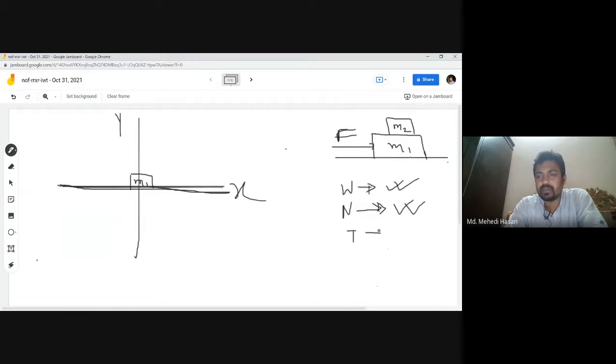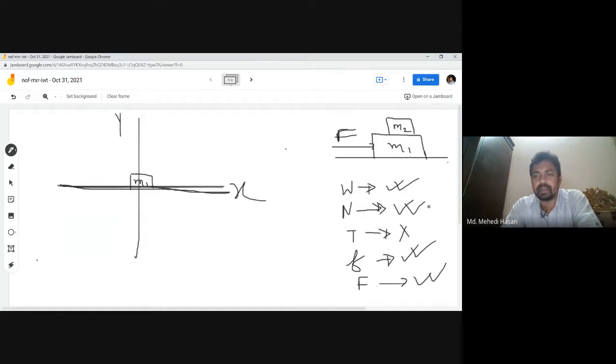Then tension. Since there is no string involved on M1 or M2, tension is not involved in the case of M1. And friction: yes, for M1 friction is involved. Here is friction between the surface and M1, and also between M1 and M2. Then the last one is the applied force, F, which is acting on M1. So these are the forces: weight, normal reaction force, friction (two frictions are acting), and the applied force.